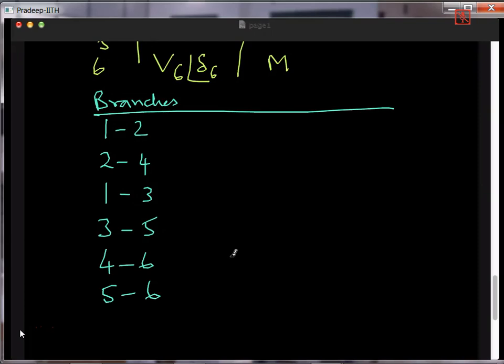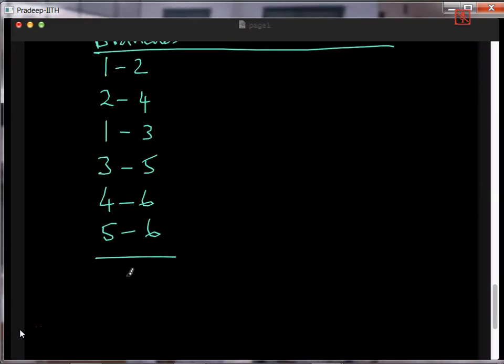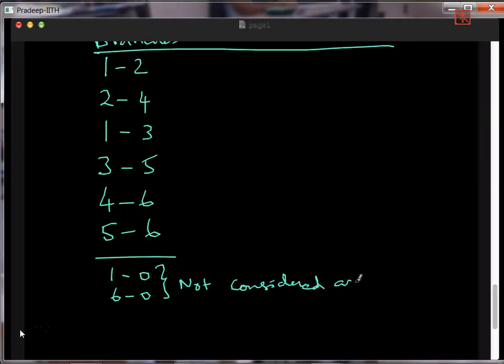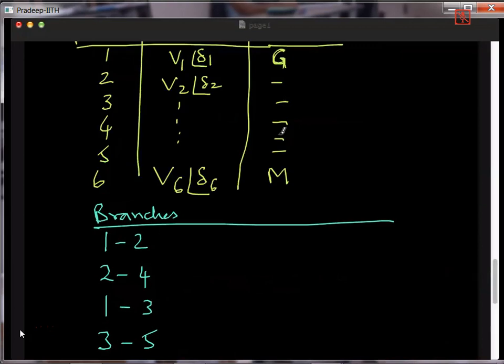6 is a branch. And the other two branches are basically connections to the generator and motor, that is 1 to 0 and 6 to 0. Strictly speaking, these two branches are not considered part of the network. Let me explain that later. They are basically counted already above, generator and motor.